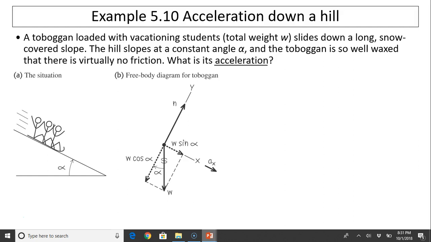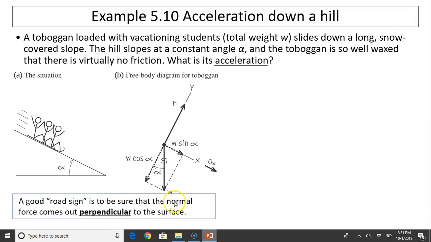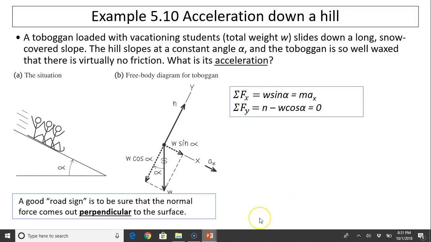For an object on a slope, we usually have the x-axis parallel to the slope. In this case, going down is positive, and perpendicular to the axis, we use y, so going up is y. One thing I wanted you to pay attention to: a good road sign is to be sure that the normal force comes out perpendicular to the surface. Normal force is never straight up and down, always perpendicular to the surface.